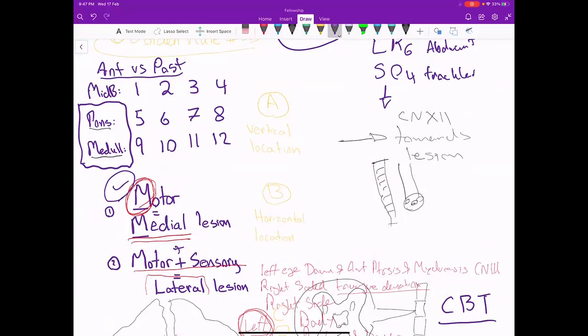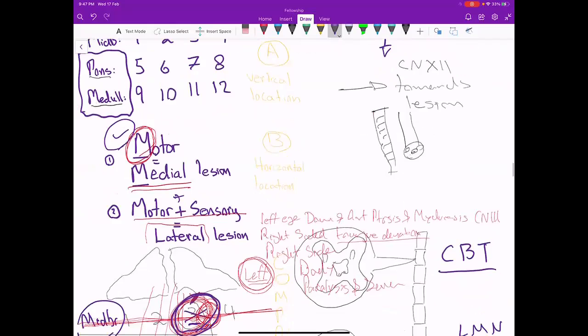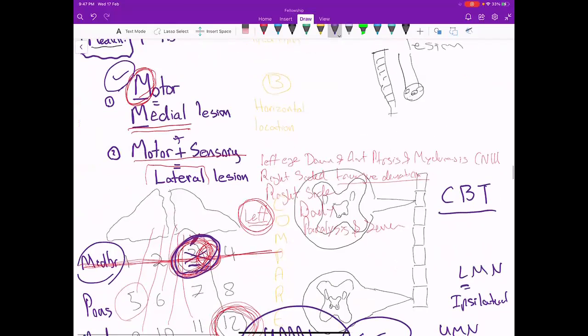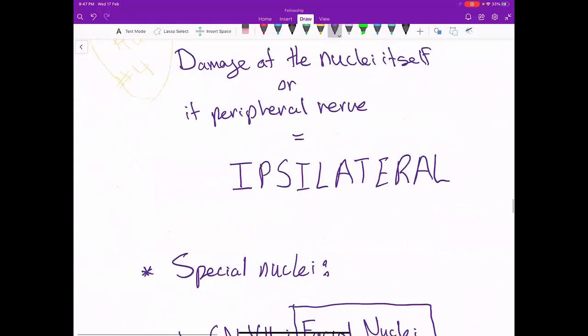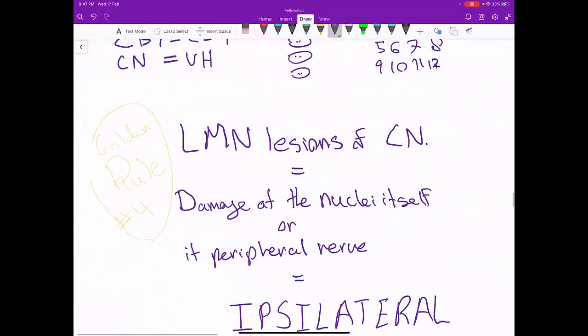Is this clear? Yes. Okay, and I'm going to make it even clearer just now. So before I go to the special nuclei, let's just look at this one more time.